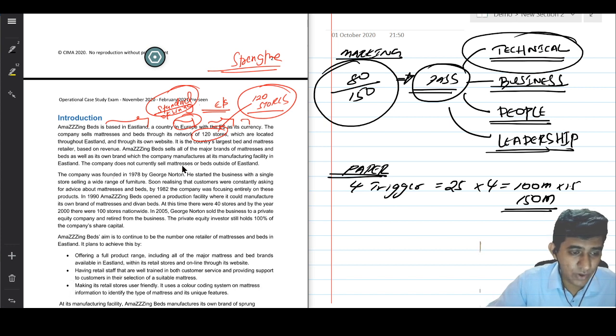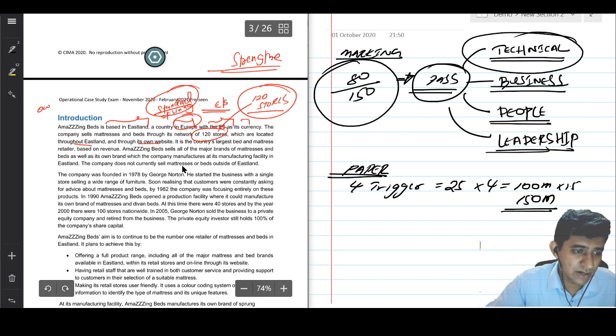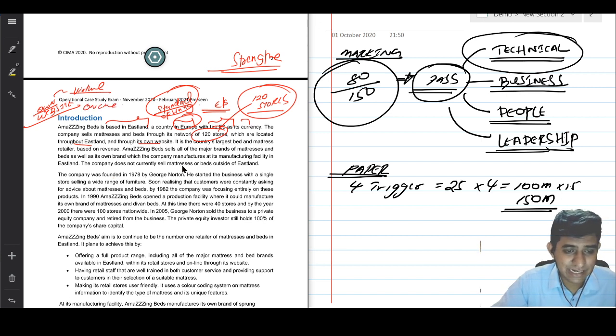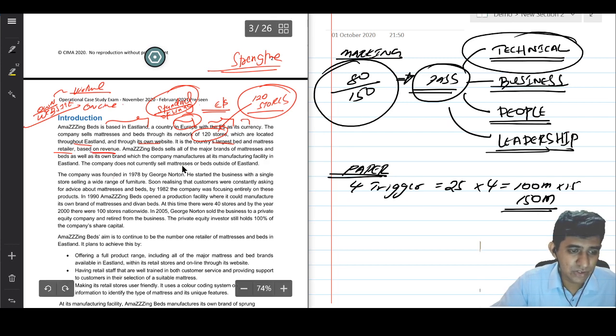Which are located throughout Eastland and through its own website. So they also have their own website, students. So I can say they have the IT facility also. So I can just write down own website. I can generally say virtual also, they are very good. In other words, they may have an online store. It is the country's largest bed and mattress retailer. So at the moment, that is a strength. Largest bed and mattress retailer based on revenue. So students, we need to analyze the revenue policies. For example, whether they have credit policies, everything.